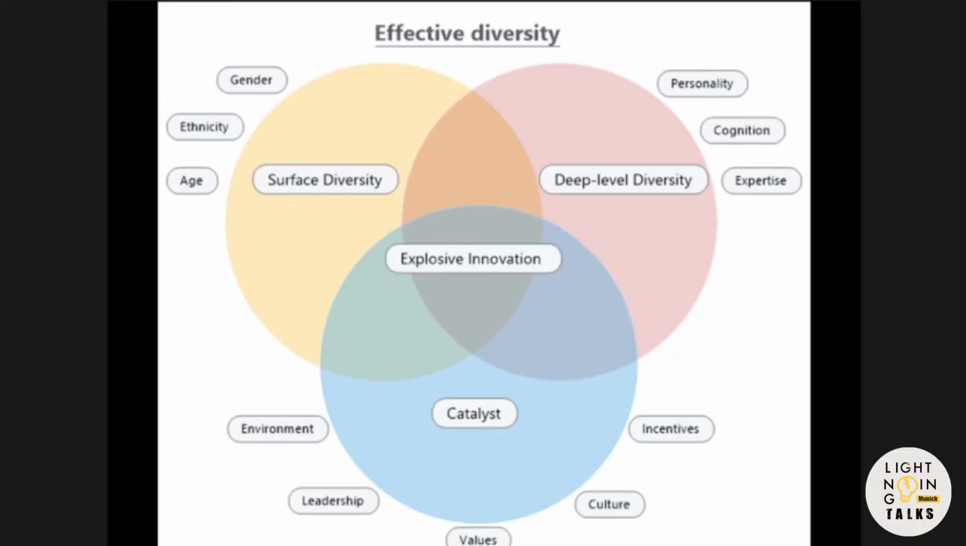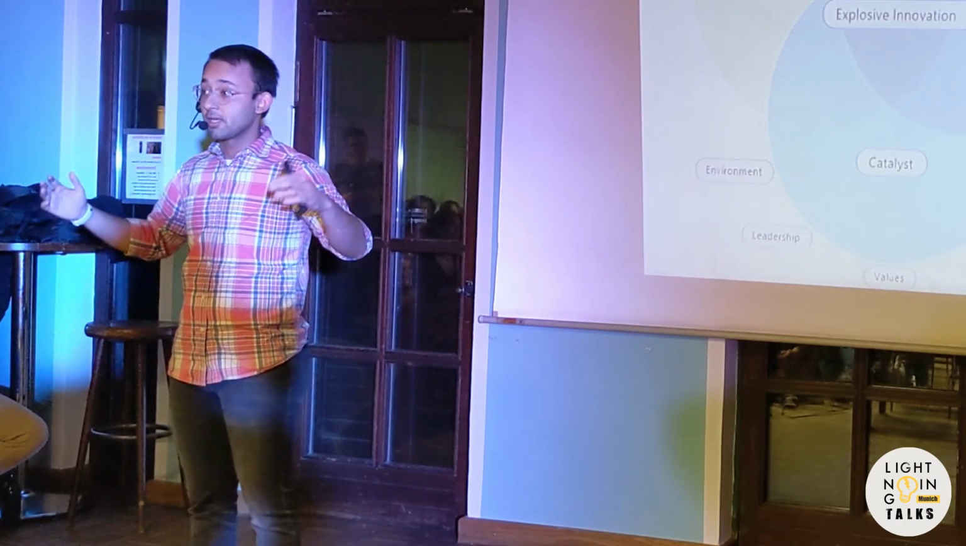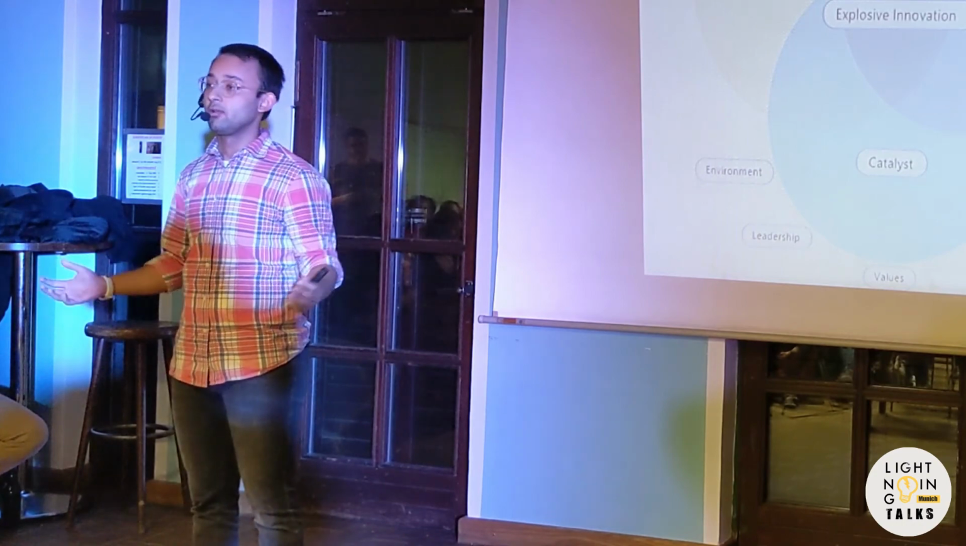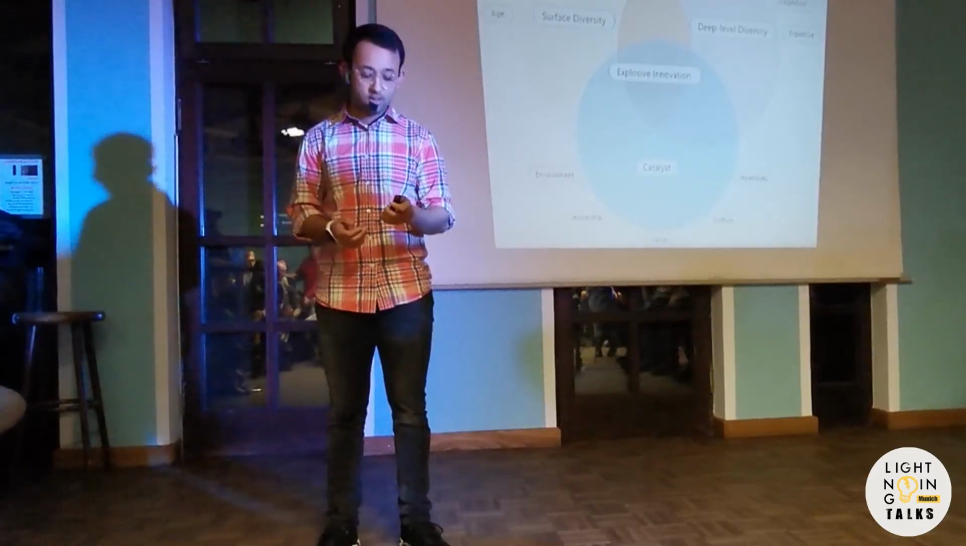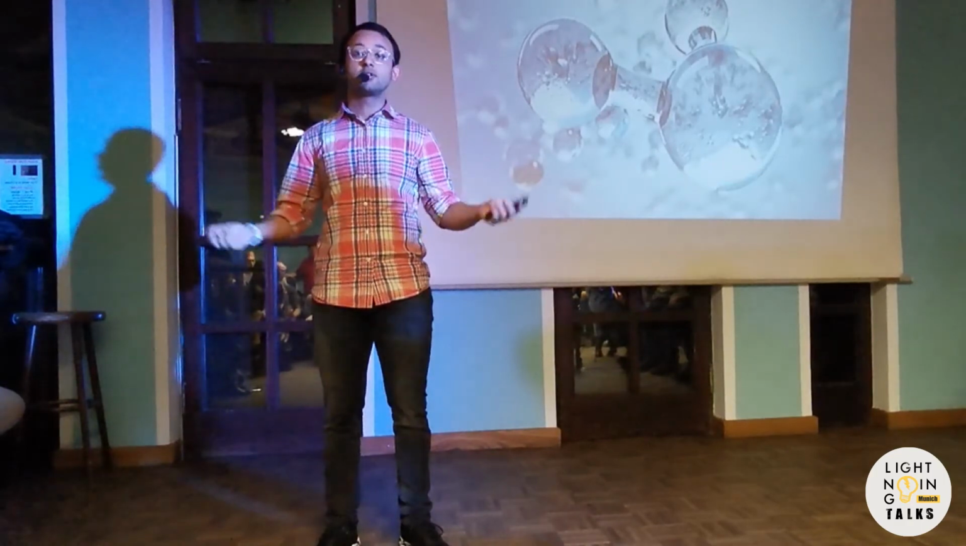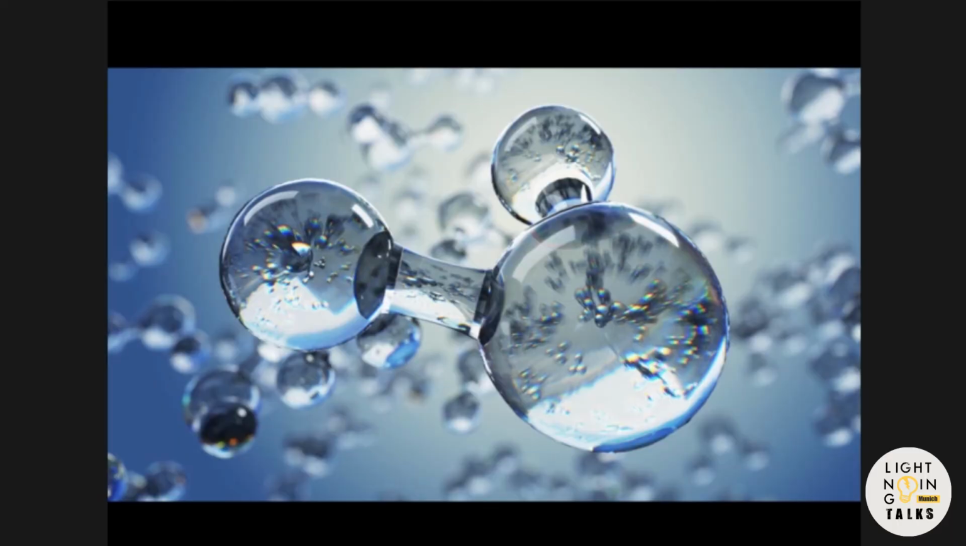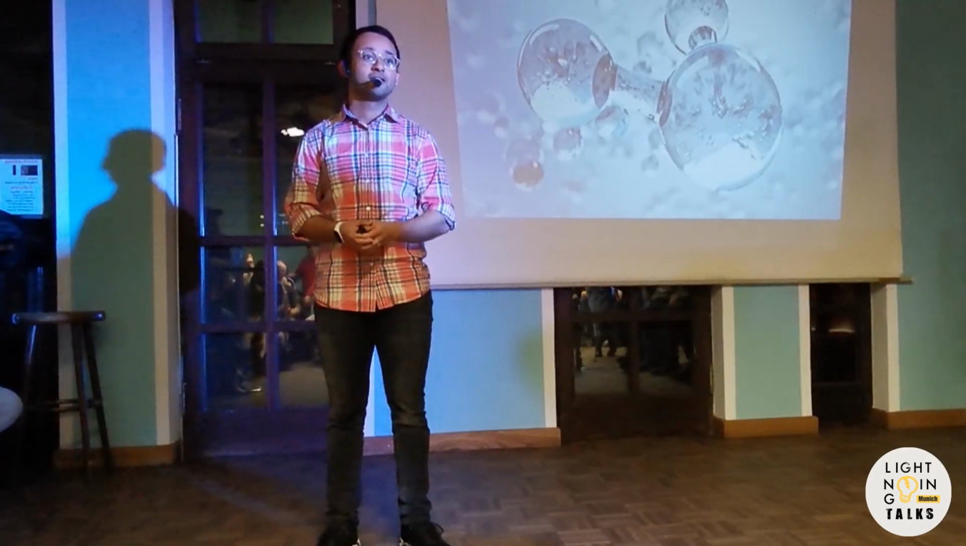So in the end, in order to have explosive innovation and have effective diversity, you need the surface level, but you also need the deep level, and all of it comes together when you have a catalyst, an environment where all of this can truly take place. Like in nature, when there's the presence of a catalyst, hydrogen and oxygen can combine to create water, and water is what allowed life to exist in the first place.